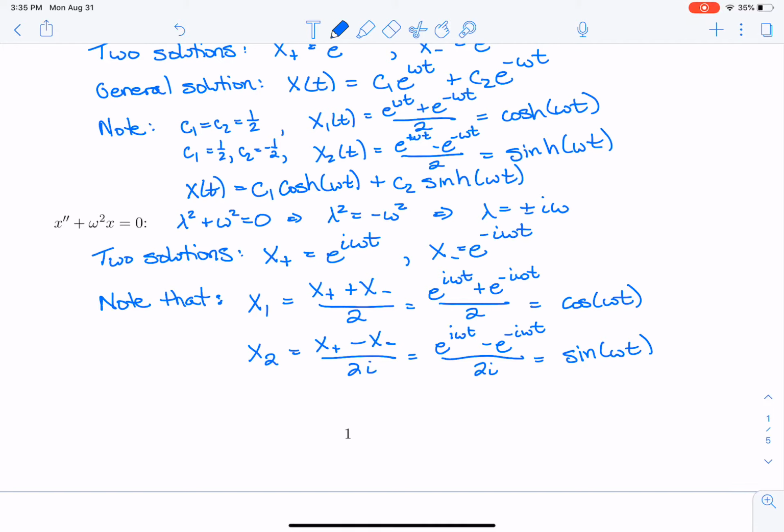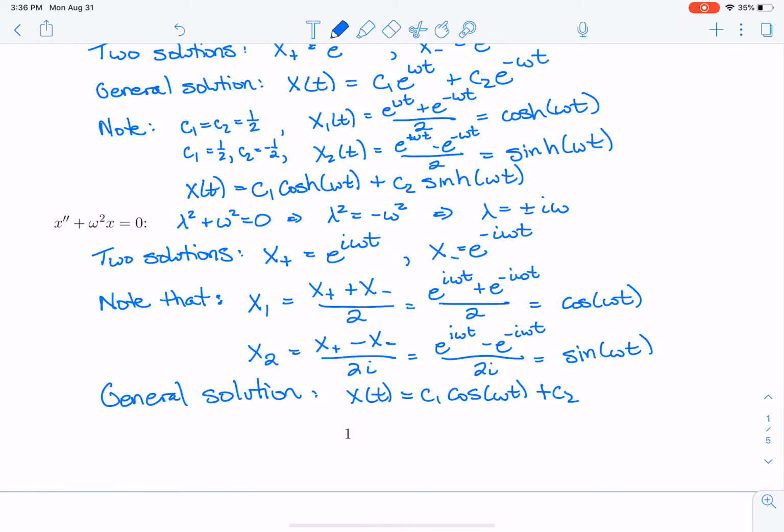And you can plug those back into the differential equation, noting that the second derivative of cosine is minus omega squared times cosine, and the second derivative of sine is minus omega squared times sine. So they are solutions. So our general solution to this problem is going to be x of t equals c1 cosine of omega t plus c2 sine of omega t.